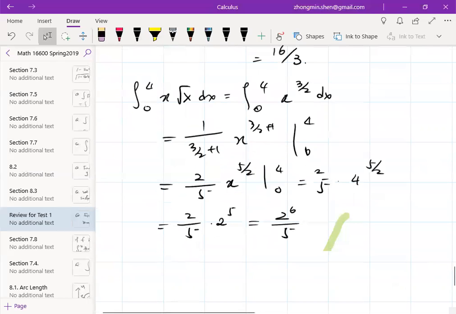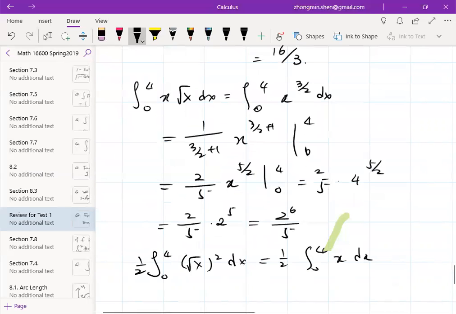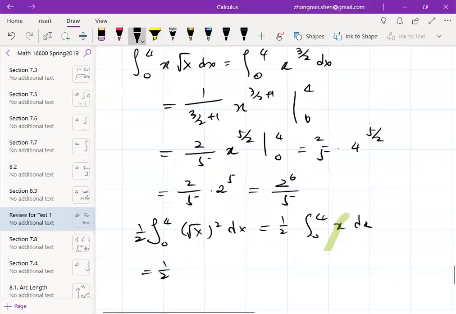And the integral of half of the square root of x squared from 0 to 4, it's going to be a linear function. So it will be 1/2 times 1 over 2 x squared, that's 1 over 4 and 4 squared. So the answer is 4.